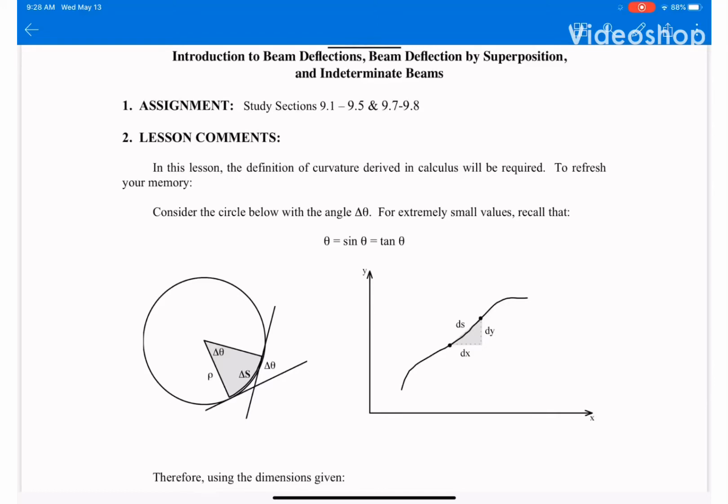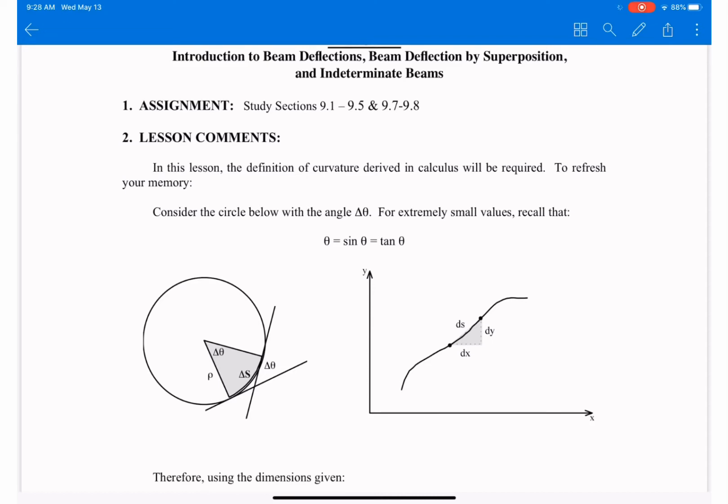Our lesson today is beam deflections, and we use superposition to determine the beam deflection and also solve the indeterminate beams. The chapter is chapter 9, and this in front of you is the study guide.